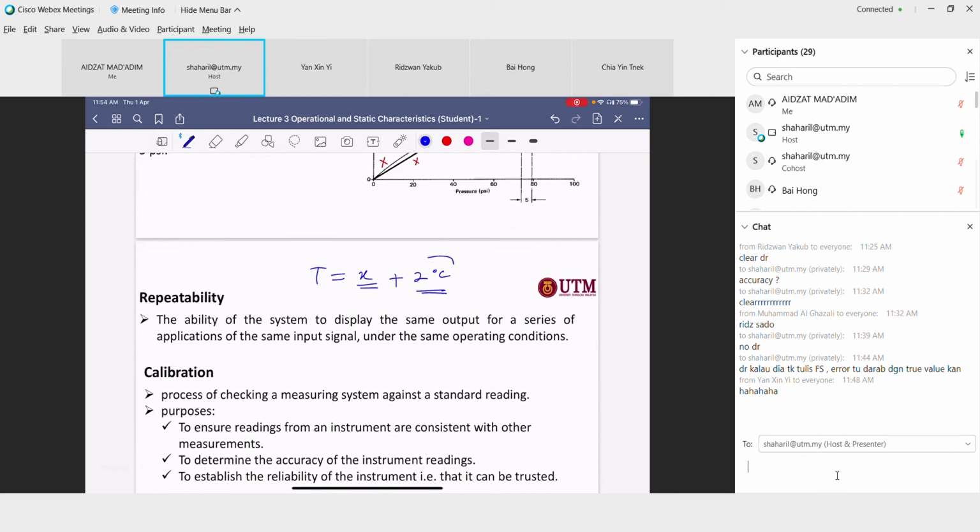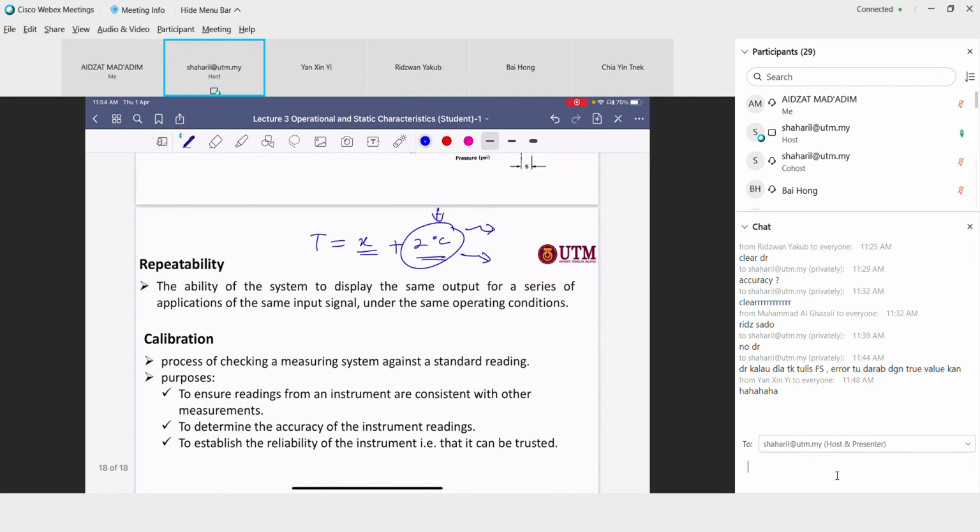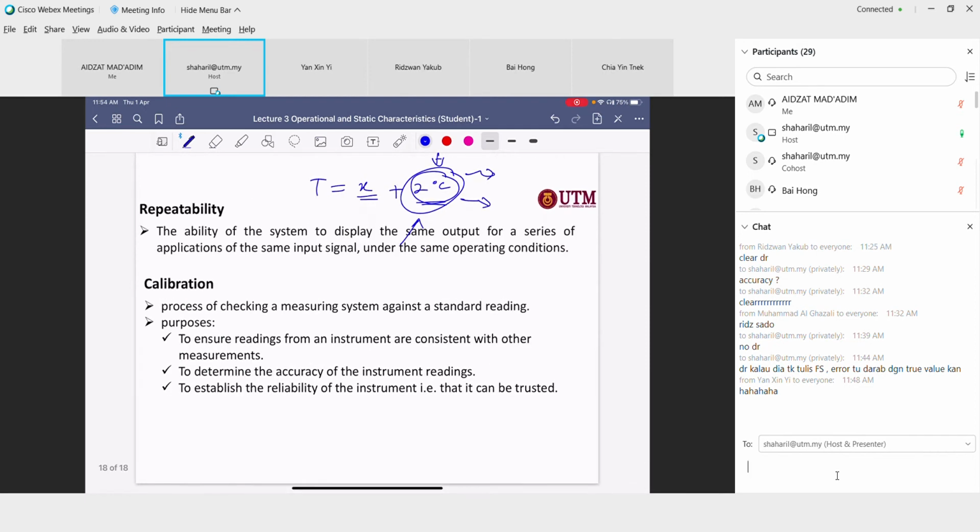So maybe this value they read from the ambient air and so on, so this value will be changed. Okay, so that means you need to do some calibration so that you can get the 2 degree. Okay, so how to do the calibration? So you need to have a standard device that you can compare on.